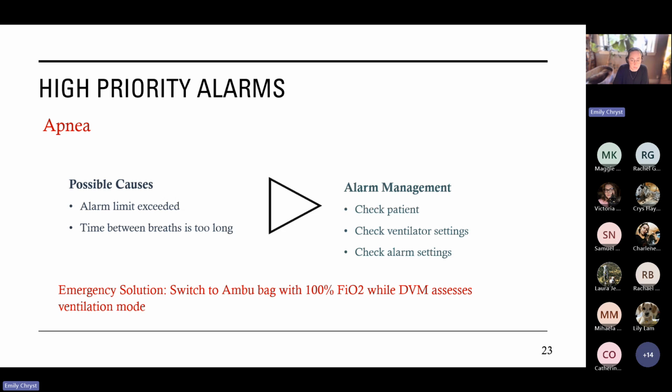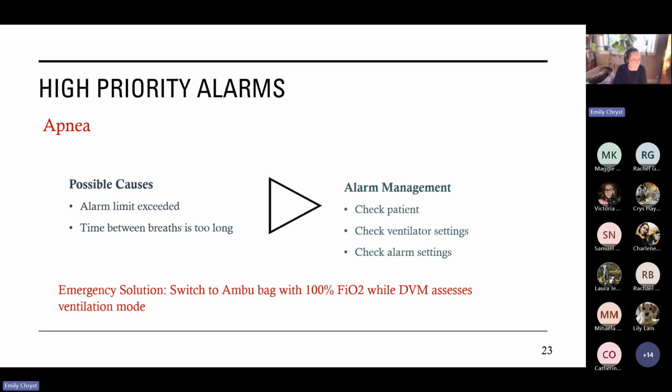Apnea is another high priority alarm. Now, just because the patient's on a ventilator doesn't mean the ventilator is automatically delivering breath. It depends on the breath type and the ventilation type that we're delivering to the patient. So there are times when we're expecting the patient to breathe on their own, and the apnea alarm settings allow that alarm to pop up if the patient's not doing that.